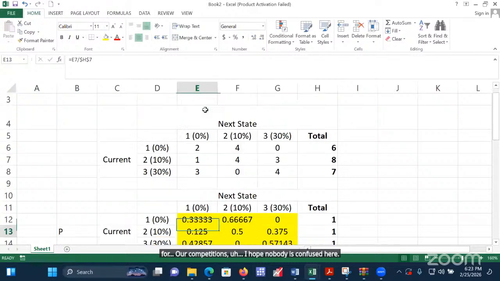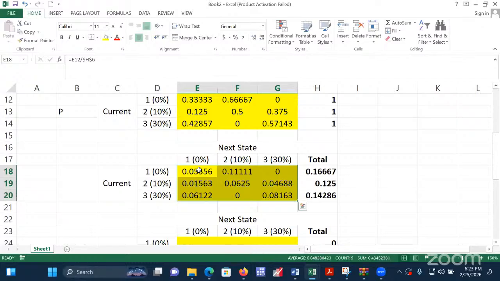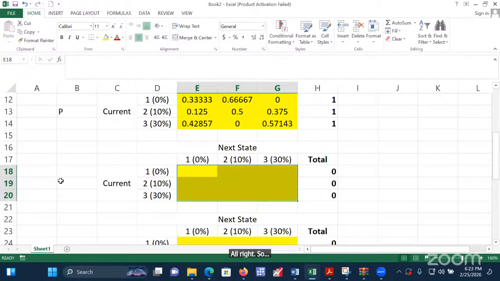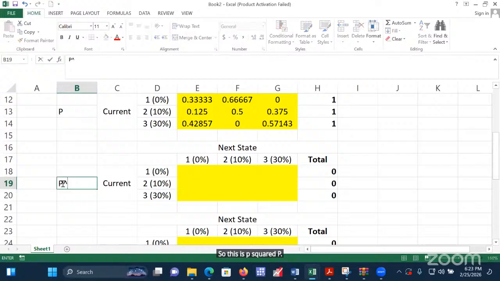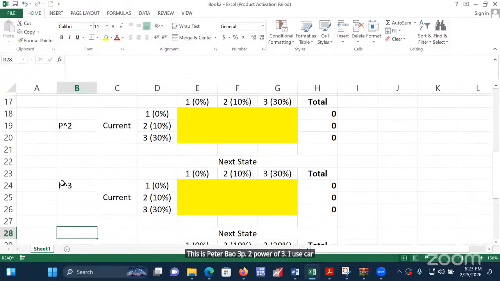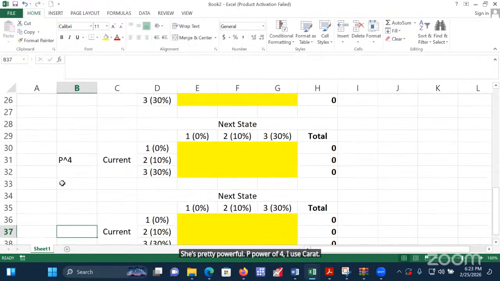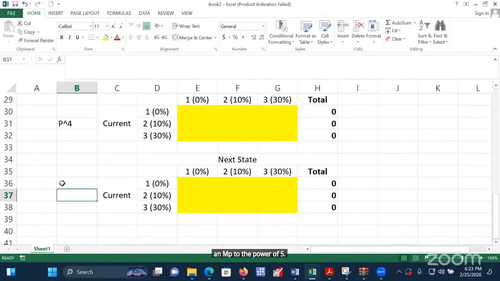All right. So this is P squared, P to the power of 2. I'll use the caret to denote raised to the power. This is P to the power of 3, I use the caret. This is P to the power of 4, I use the caret. And then P to the power of 5.